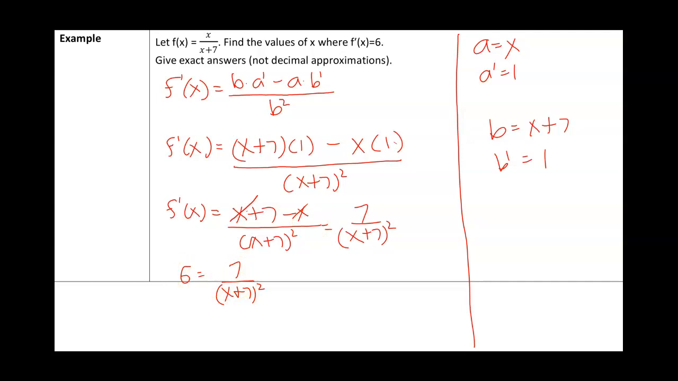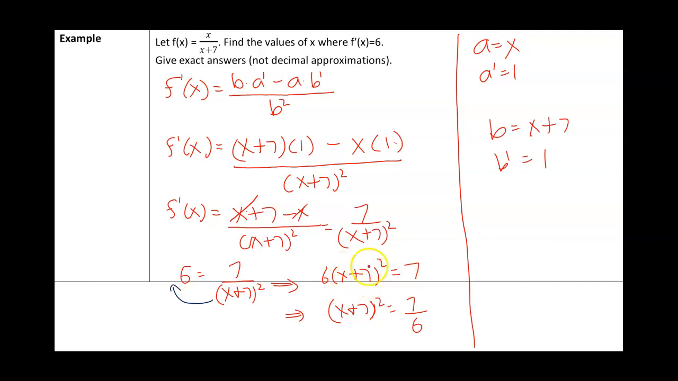Remember the basics of solving equations? We don't want a denominator, so we're going to multiply both sides by (x+7)². So we move the (x+7)² to the other side, and we get 6 times (x+7)² equals 7.